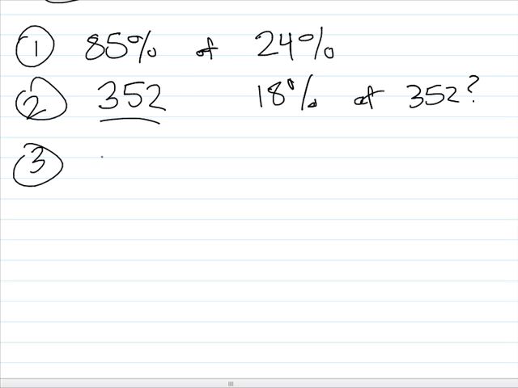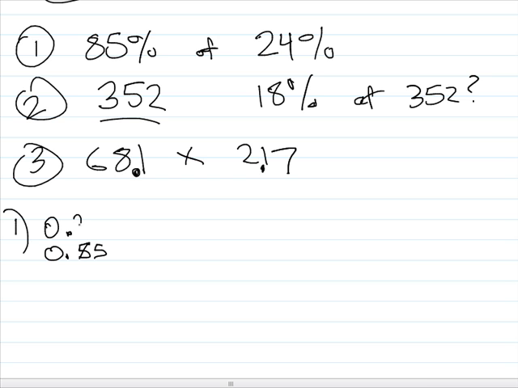Let's say that you wanted to multiply 68.1, that'll make it even harder, times 2.17. Ooh, that's hard. Okay, so why don't you try to race me on these and see how you do. So the first one, for number 1, I want to know what 85%, or 0.85, of 24 is. So that's the first one. That's my first setup.